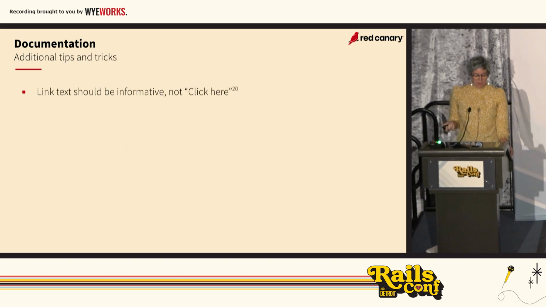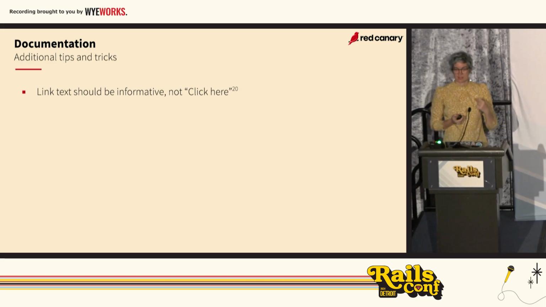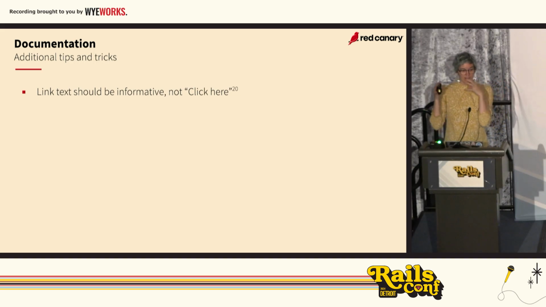Some other tips and tricks for documentation. Like I just said, link text should be informative, not "click here." And this one I really have to stop and think about when I'm writing documentation because it's so ingrained in me to just say, "see more here," and then put the link in. But I really try to think, okay, what are they going to? And I know I've had instances where I click on a "see more here" and it doesn't go where I think it is. And that's super frustrating, right?